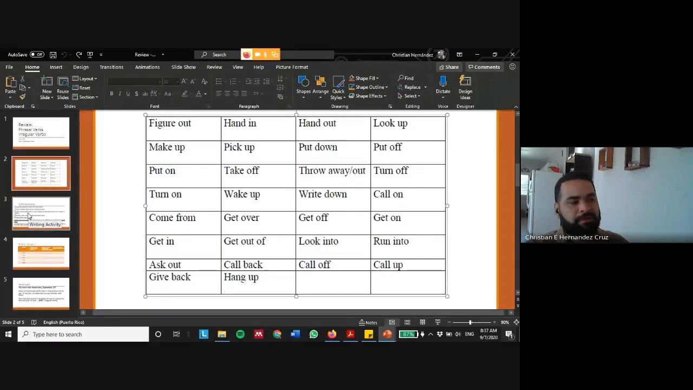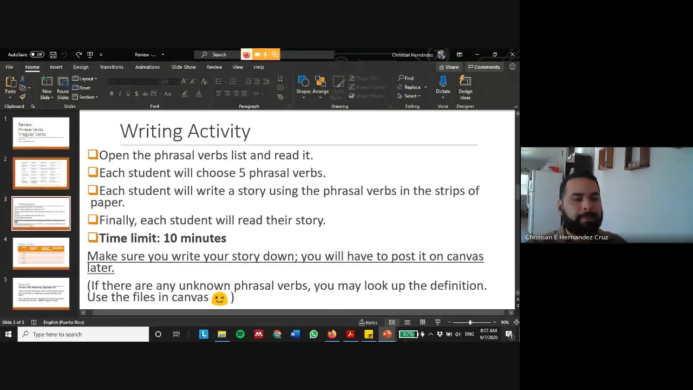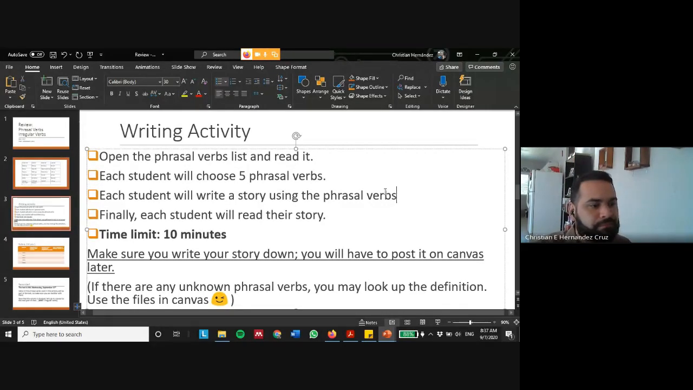Anyways, let's continue with the next slide. So, right now we're going to do a writing activity. I want you to go to Canvas, open up the phrasal verbs list, and read it. It's also available right here in this presentation. I want each of you to choose 5 phrasal verbs. I want you all to write a story using the phrasal verbs. Okay, ignore the thing that says strips of paper. Yeah, so write a story using the phrasal verbs. And then finally, read your story out loud.